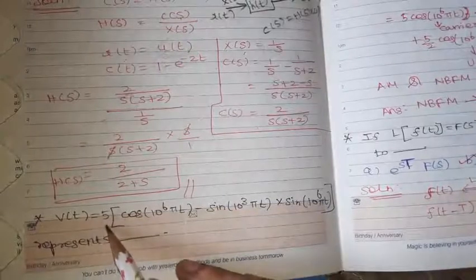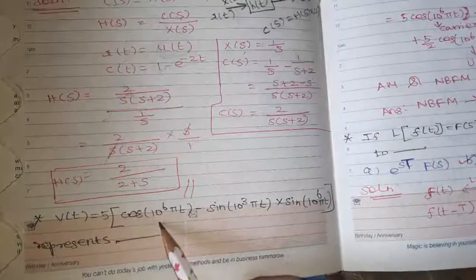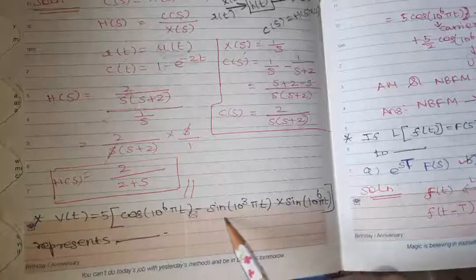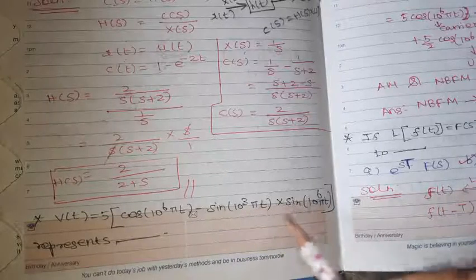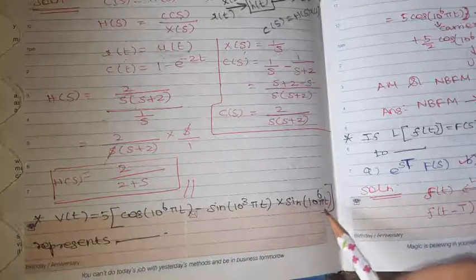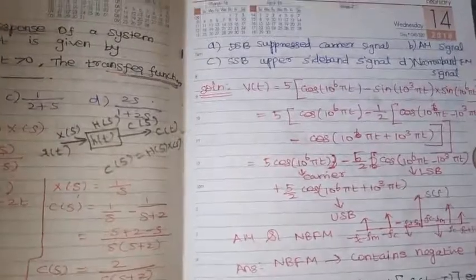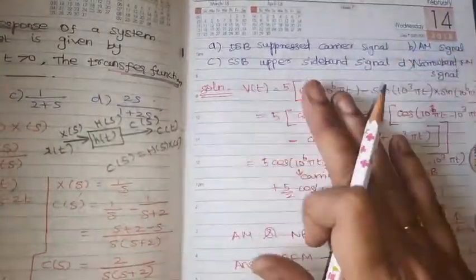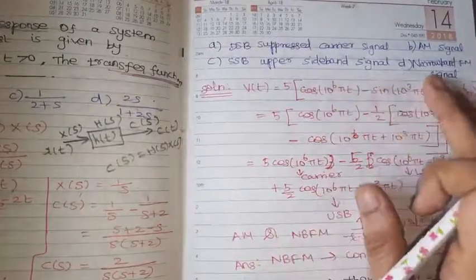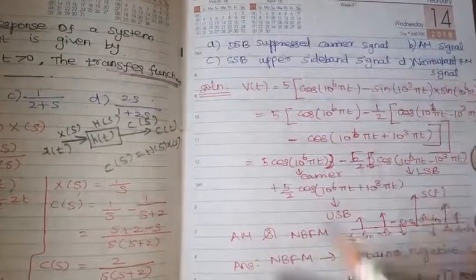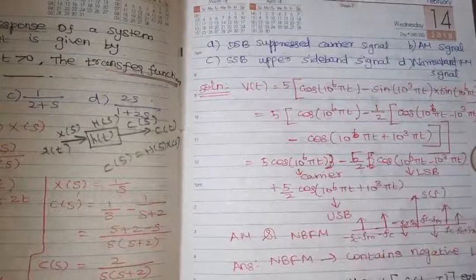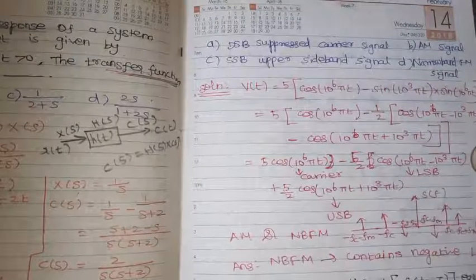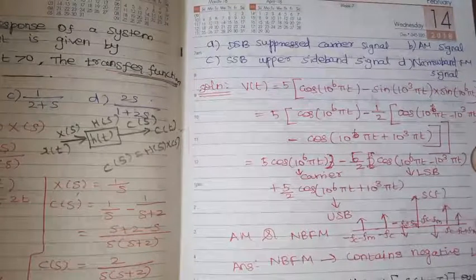V of t equal to 5 into cos 10 power 6 pi t minus sin 10 cube pi t into sin 10 power 6 pi t represents what? Which signal does this represent: DSB suppressed carrier signal, AM signal, SSB upper sideband signal, or narrowband FM signal? We need to find out whether the given function is related to DSB, SSB, AM, or narrowband FM.